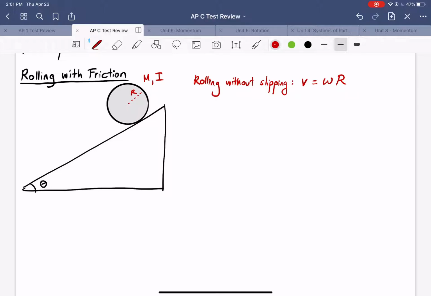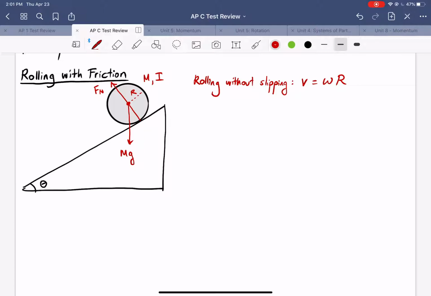If I just place an object on top of a frictionless incline, then there will only be two forces acting on it. If I drew those here, one force would be the gravitational force mg, and the other force would be the normal force, which would act in this direction. Now, these two forces alone are enough to cause the object to accelerate down the incline, but neither one will cause the object to rotate, because neither one creates a torque around the center of mass of this object. Both of the forces go right through the center of mass.